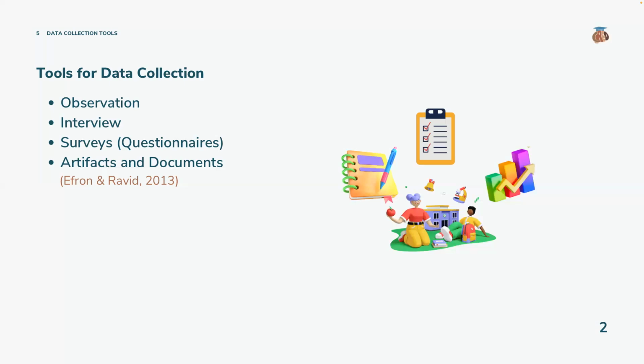Artifacts and documents. Artifacts and other documents are formal and informal documents and records that provide historical, personal, and demographic information.